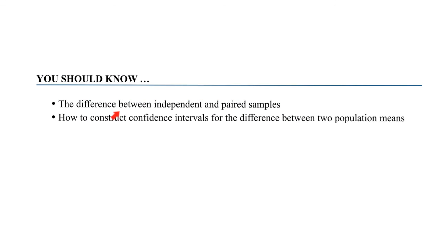In this section, you learned the difference between independent and paired samples and how to construct the confidence interval for the difference between two population means.